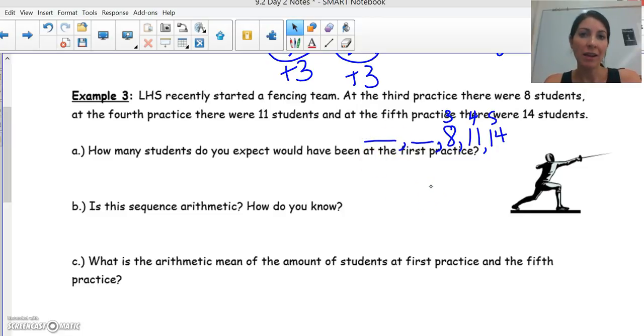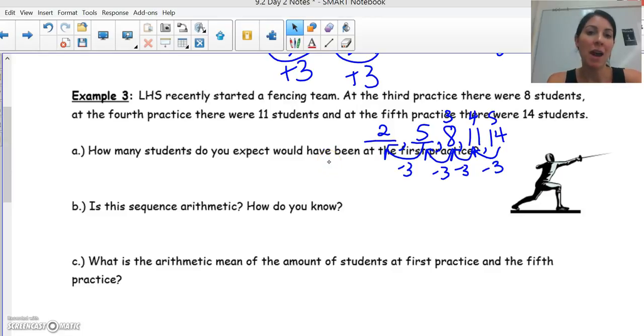So I want to see if I can recognize a pattern. From 14 to 11, going backwards, it looks like I have to subtract 3, and going this way, subtract 3. I'm only going this direction because I need to get back to the first. So if I continue that pattern of subtracting 3, this one would have been 5 at the second practice, and then subtracting 3 would have been an estimation of 2. So how many students do you expect would have been at the first practice? Well, if that pattern continues, there would have been 2 students.